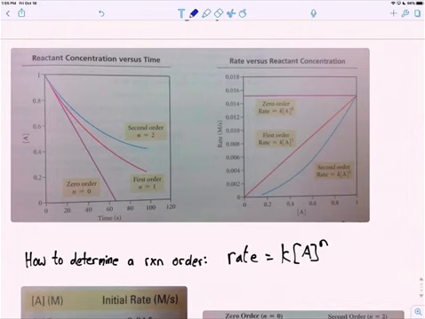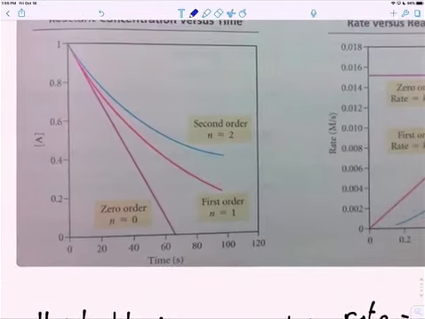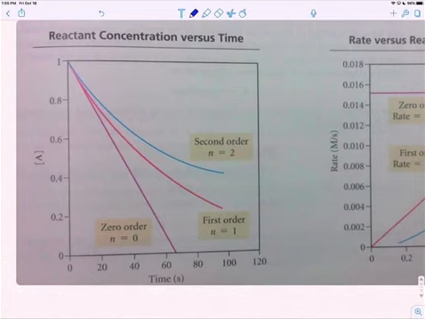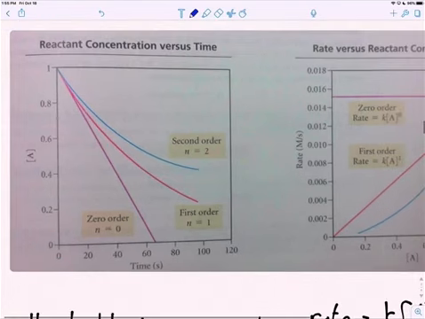Okay, so let's look at some of these. If you look at the y-axis, it says concentration of reactant A, x-axis time. As time is moving forward, for a zero order, the concentration just goes down in a straight line. First order, it's a parabola. Second order, it's a cubic, so going down that way.